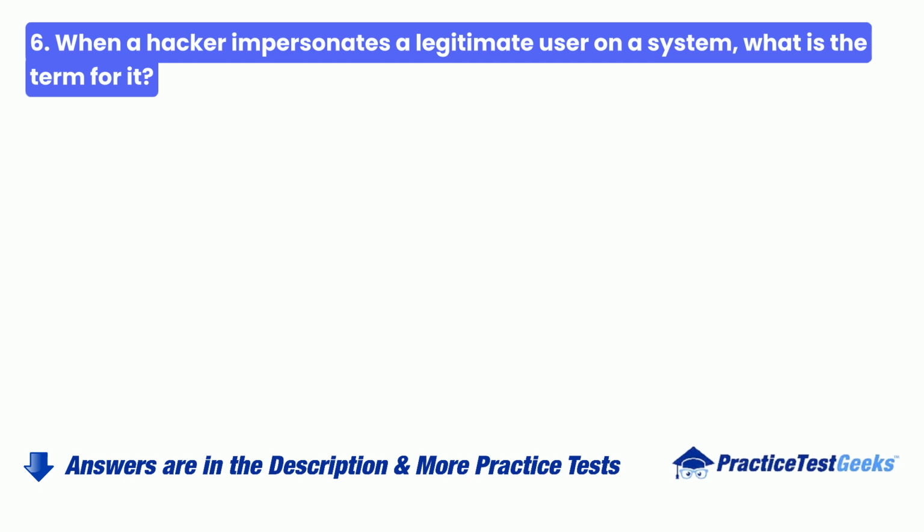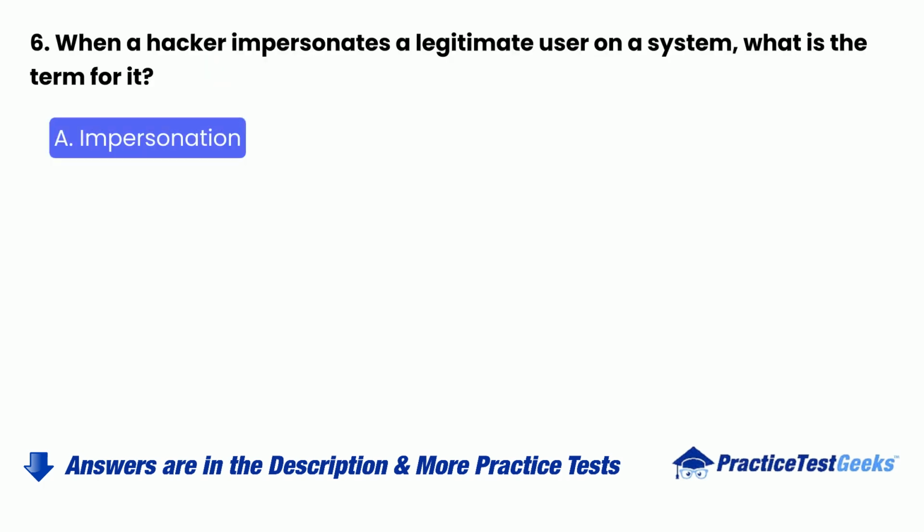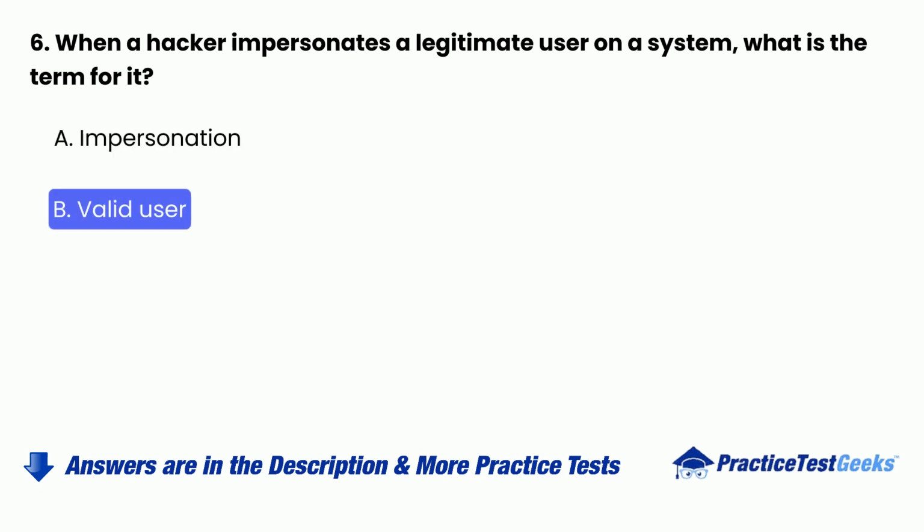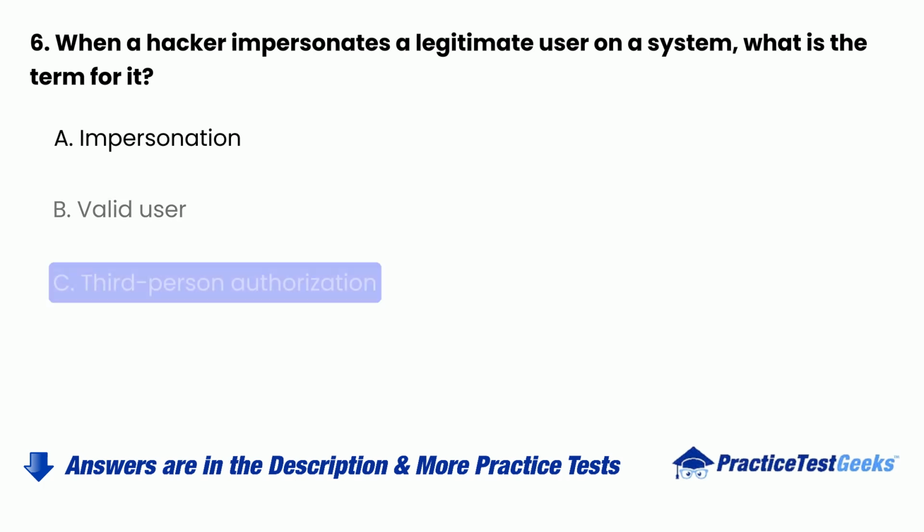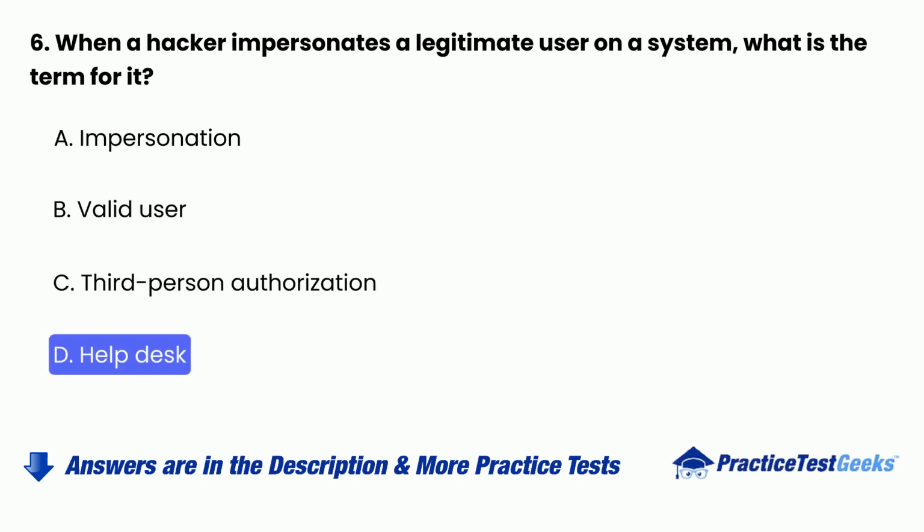6. When a hacker impersonates a legitimate user on a system, what is the term for it? A. Impersonation. B. Valid user. C. Third-person authorization. D. Help desk.